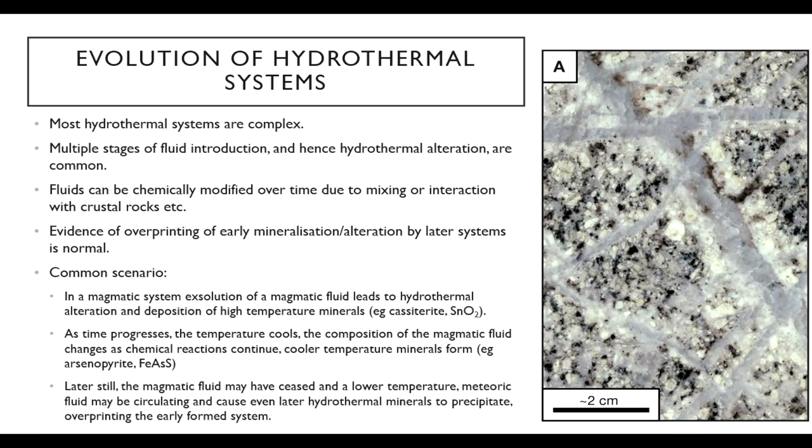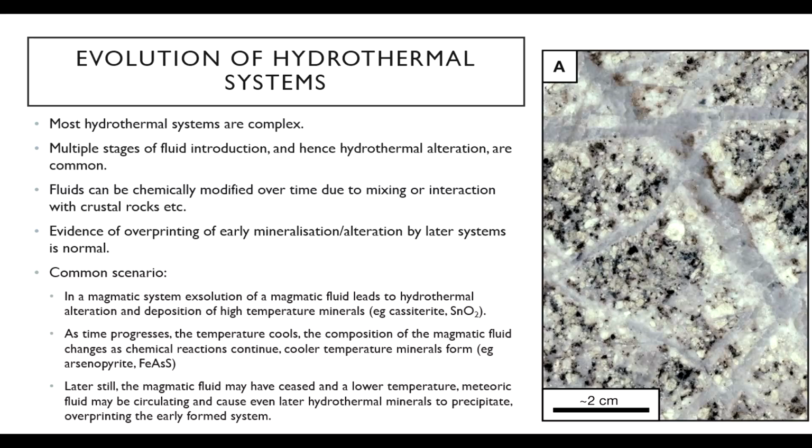So, here's a common scenario. Exsolution of a magmatic fluid leads to alteration of high temperature minerals. This scenario might not be applicable to this case, by the way. Well, I don't think it is applicable. As time progresses, the temperature cools, the composition of the magmatic fluid changes. Cooler temperature minerals form, things like arsenopyrite, so iron, arsenic, sulfur. Then later, lower temperature meteoric fluid might circulate through and interact with those hydrothermal minerals, precipitating overprinting assemblages.